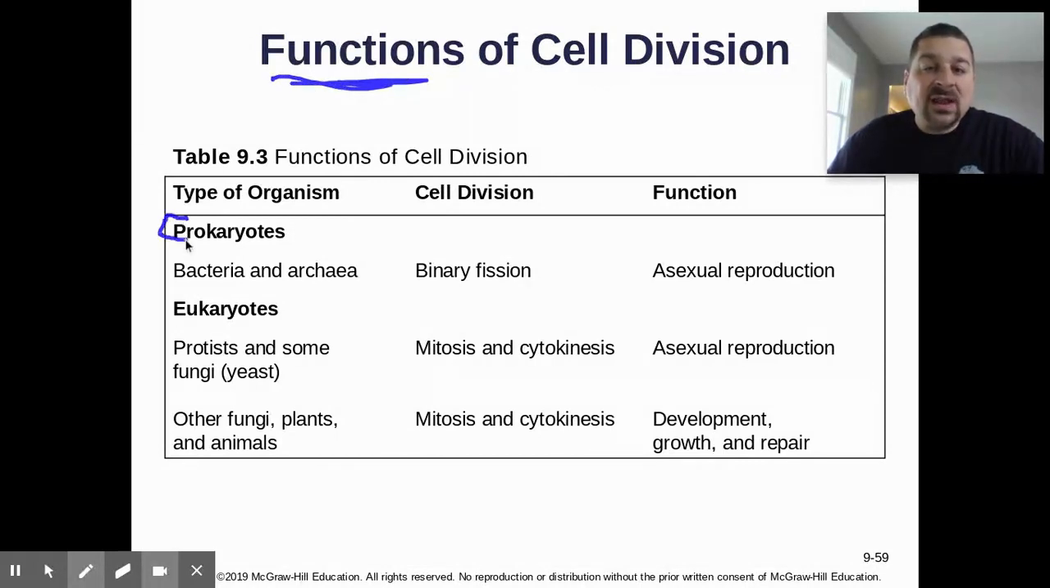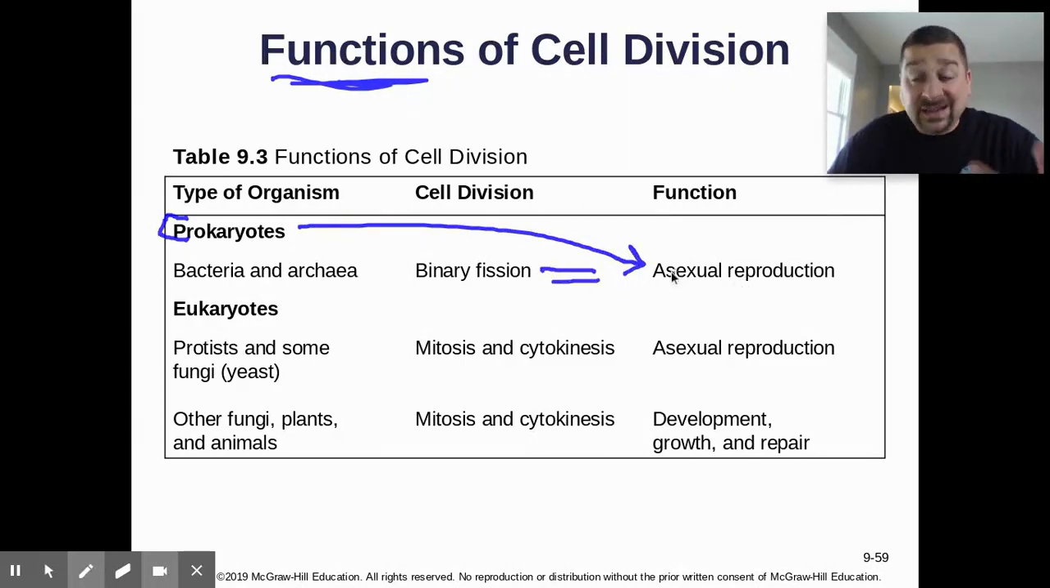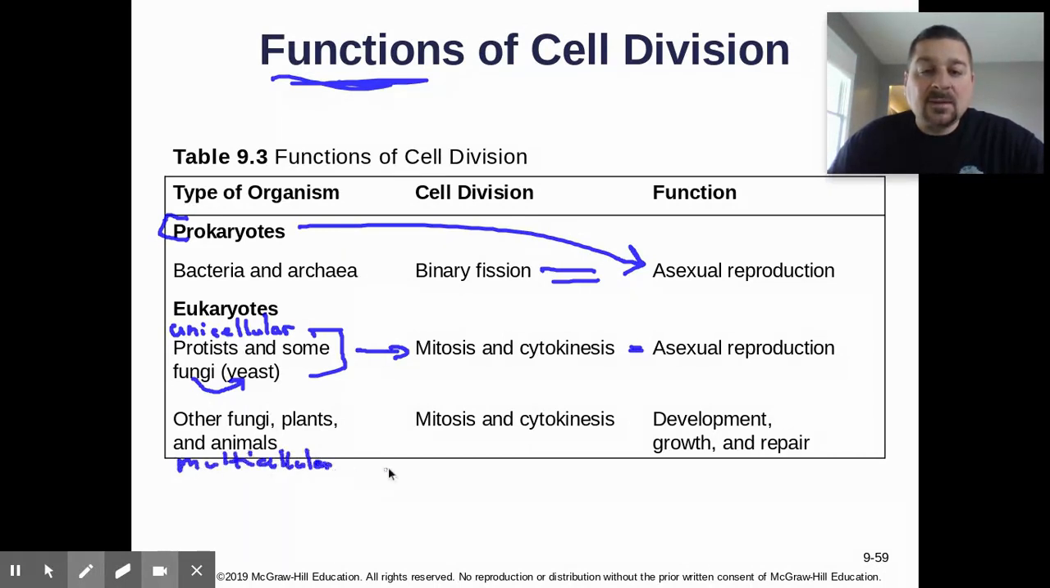In prokaryotes, why divide? Well, because binary fission equals asexual reproduction equals more and more organisms. In eukaryotes, some of the unicellular eukaryotes, protists and fungi like the yeast, protists like algae, are using mitosis and cytokinesis for asexual reproduction. In multicellular eukaryotes, they're using mitosis and cytokinesis for development, growth, and repair.